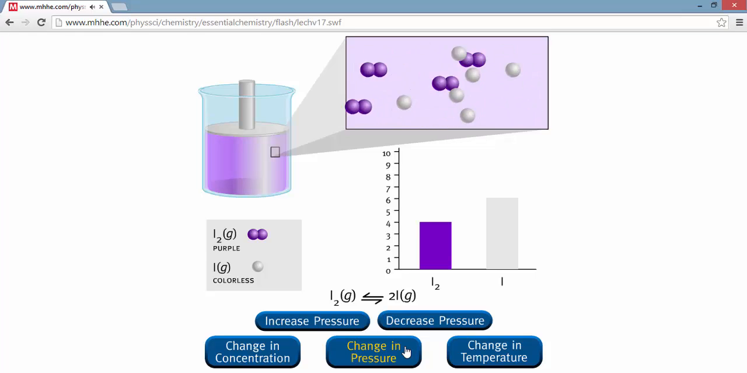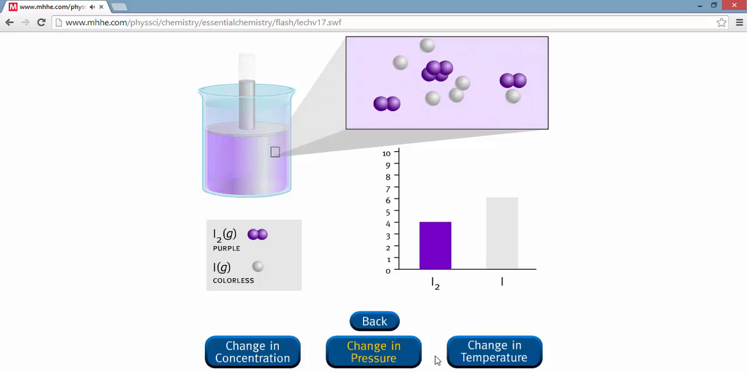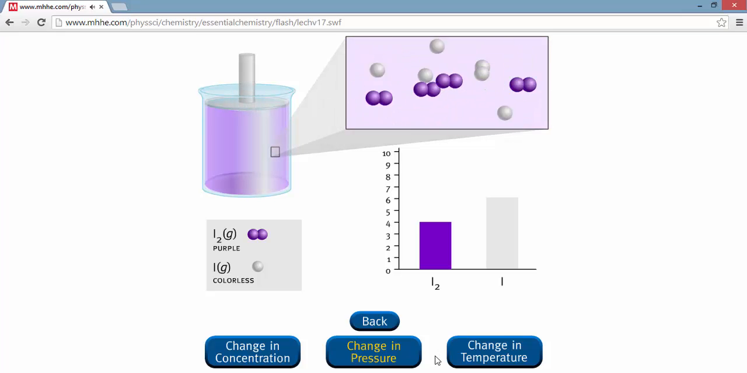Consider the equilibrium between iodine gas molecules, I2, and iodine atoms at high temperature. Iodine molecules in the gas phase are a purple color, and iodine atoms are colorless. Under the given reaction conditions, the ratio of I2 molecules to iodine atoms is 2 to 3 at equilibrium, as shown in the microscopic view. Let's stress this system by changing the pressure. Click on one of the pressure buttons. You have decreased the pressure by increasing the volume of the container.